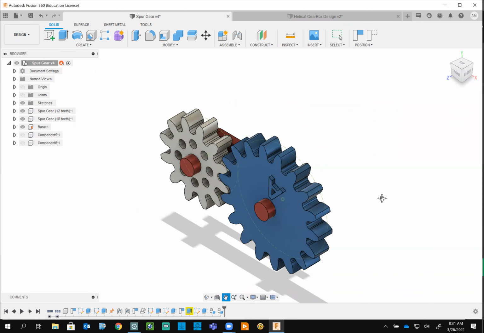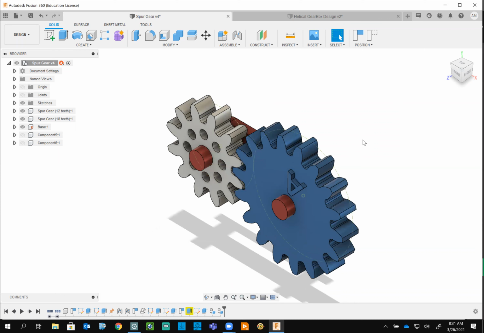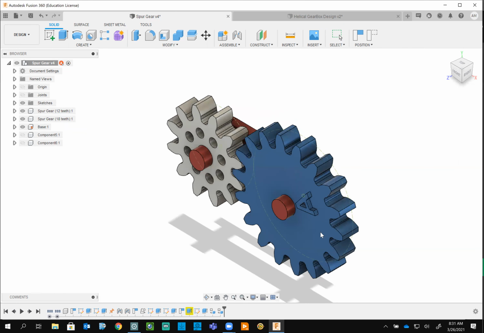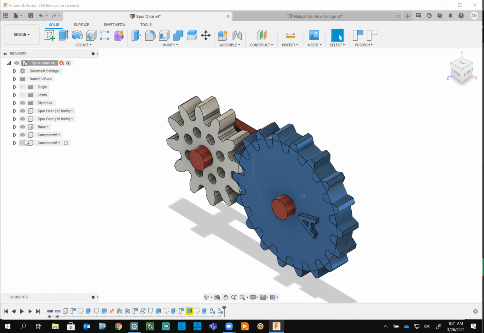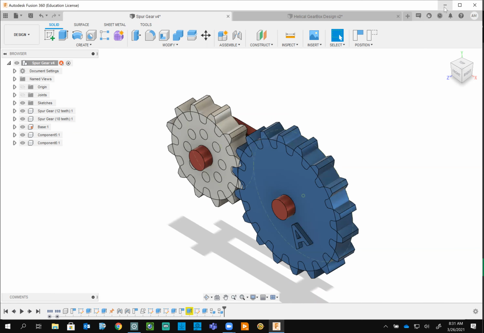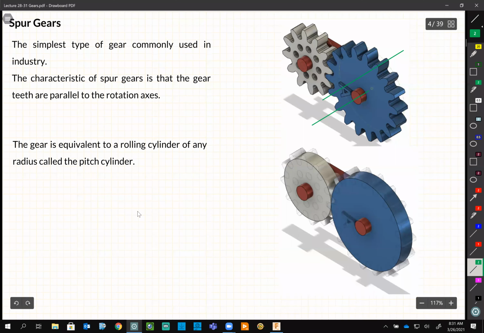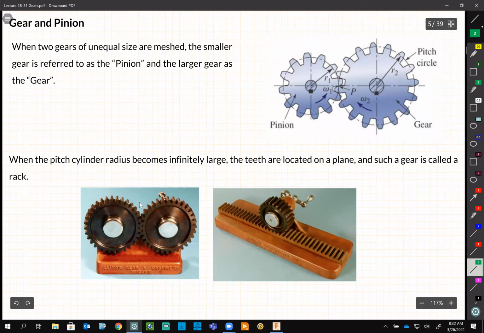So let's get back to the idea that when we think about two gears working together, think about two cylinders rolling against each other, and there will be pure rotation between them. Okay, so that's what it's about. As I said, the small gear we call a pinion, and the larger one we will call gear. That's just the basic naming. Always the small one we call pinion, the larger one, gear.